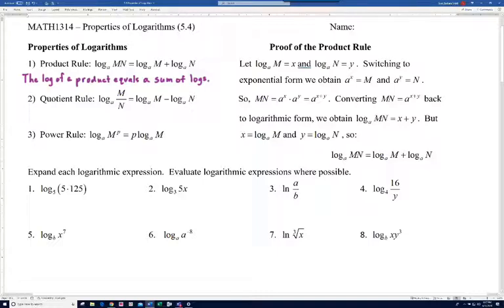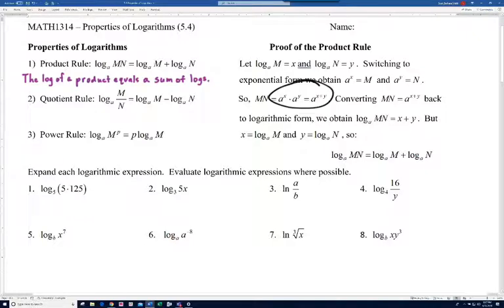Now, the reason why this is true goes back to one of our properties of exponents. It's actually this one right here. Over here, I've actually given you the proof of this rule. And really, the fact that we have a sum of two logs comes down to this property here, where when you have a to the x times a to the y, you add the exponents and you get x plus y.